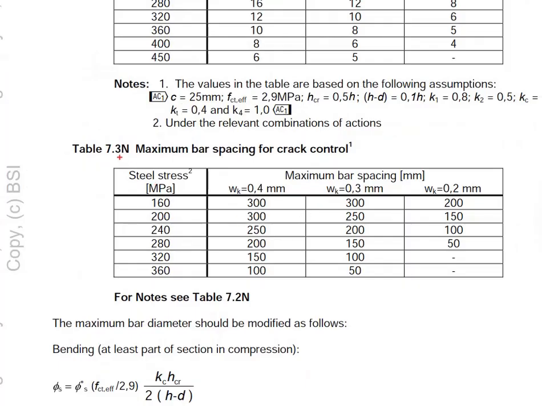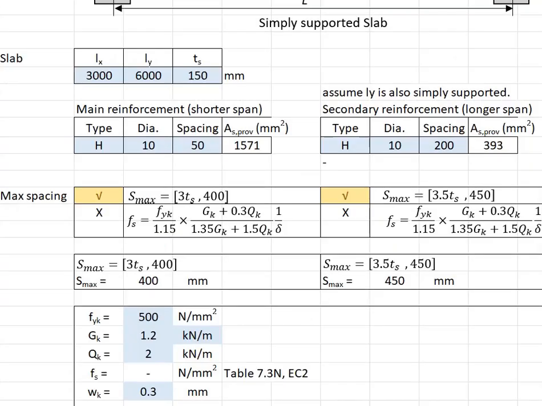And then, based on the stress in the reinforcement bar calculated, refer to table 7.3n in the Eurocode 2 with the crack width of 0.3 mm. Determine the appropriate maximum spacing in accordance to the steel stress acquired. Coming back to this case, the thickness of the slab is 150 mm. That means we are using the simplified manner to determine the maximum spacing.